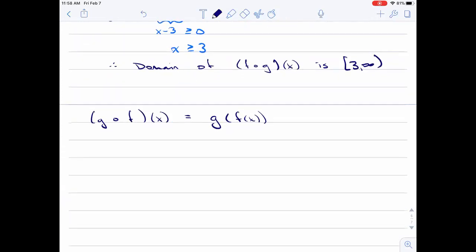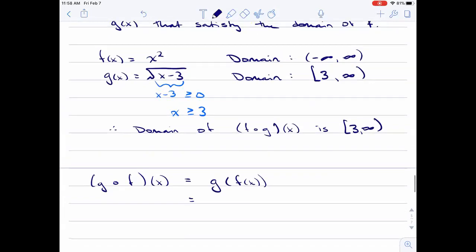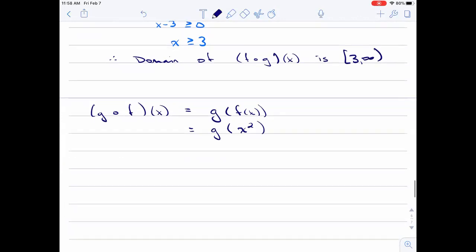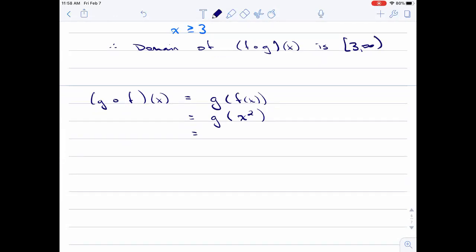So starting from the middle, f of x is still x squared. So now I'm finding g of x squared. g is the root of x minus 3. So wherever I see an x, I'm going to replace it with x squared in this case. And so I've got the root of x squared minus 3. Okay. All right. So I'm going to leave it like that. I don't see any obvious way that I could get rid of that square root, and that's okay, right?